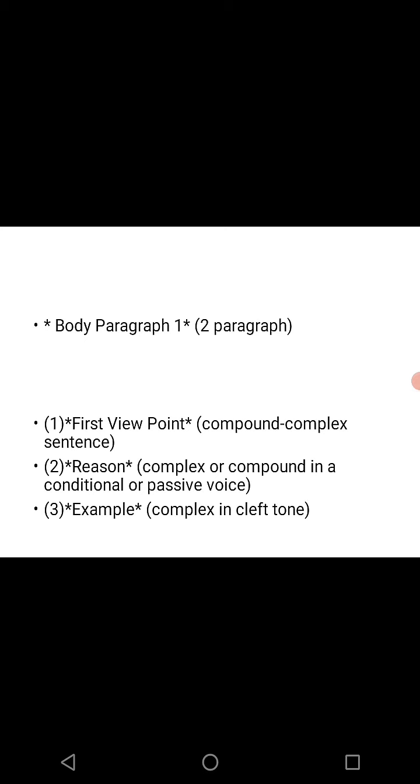Second paragraph is body paragraph 1. In this body paragraph, we write 3 sentences. First sentence is the first viewpoint, which means our first idea. In this sentence, we write a compound and complex sentence. The second is the reason. In this sentence, we write complex or compound sentences in a conditional or passive voice type. And third is the example. In this sentence, we write a complex sentence in a cleft tone.